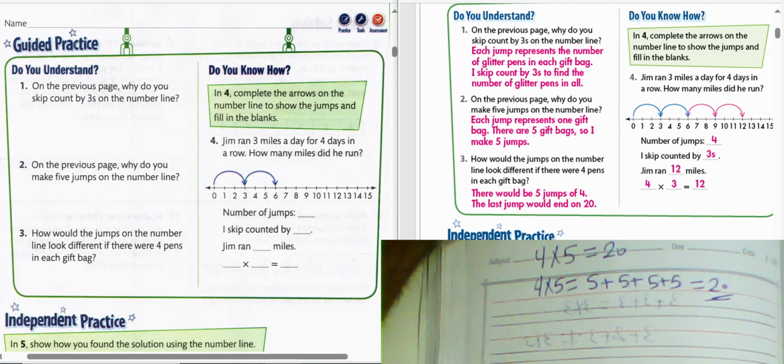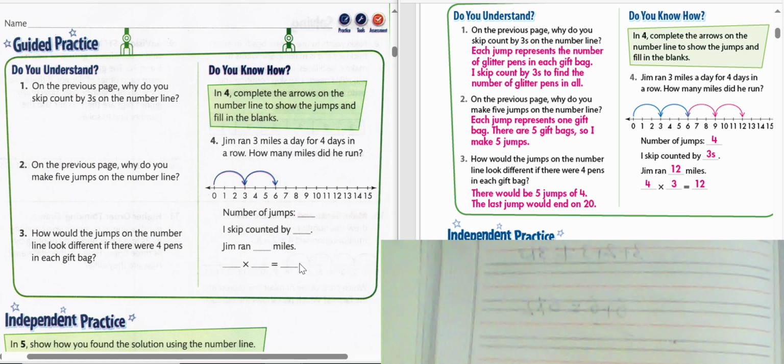Next question, do you know? In question 4, complete the number line to show the jumps and fill in the blanks. We have 0, 3, 6, and so on. In this example, how many jumps? The number of jumps going 4 days is 4. I skip count by 3, 3 times 4 equals 12. Right here, 4 times 3 equals 12.